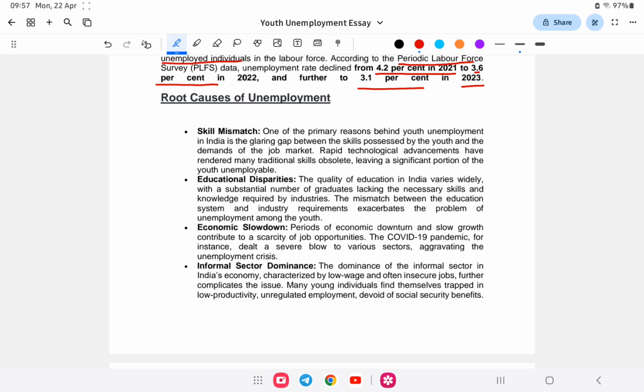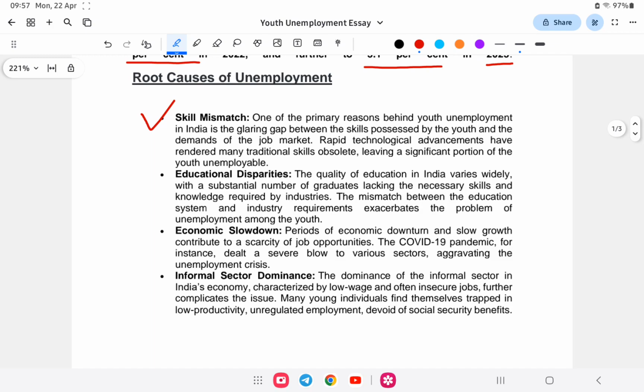So these are the types of unemployment. Now we will study the problems of youth unemployment. First is skill mismatch. It is a type of structural unemployment, meaning you do not get a job according to your qualification. Next, educational disparities, because the education in India is often obsolete and outdated. The quality of education in India varies widely, with a substantial number of graduates lacking the necessary skills and knowledge required by industries.